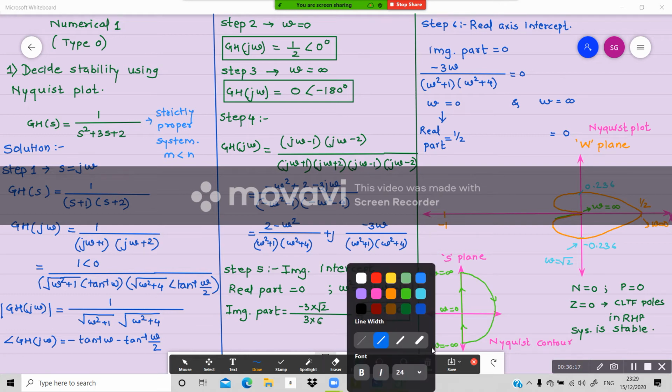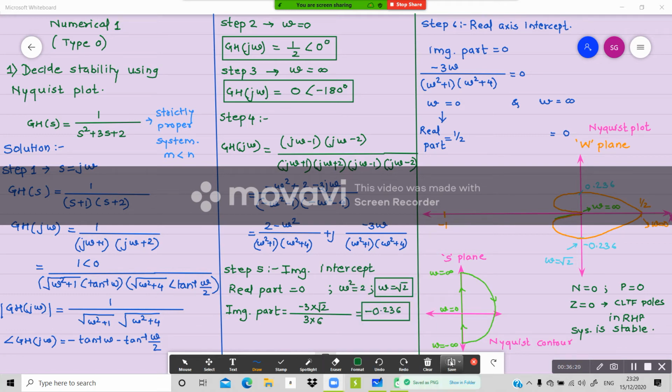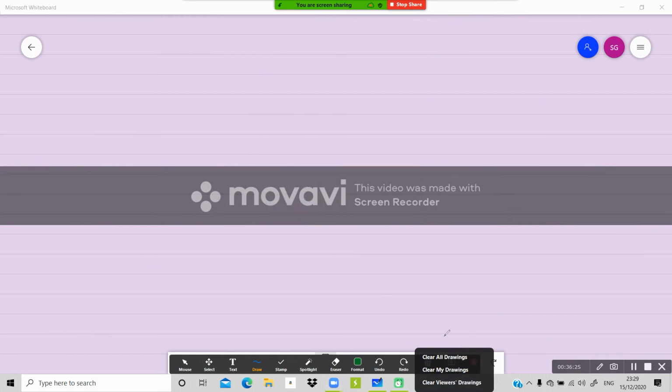So we have completed one more numerical. Let me save this. And I'll clear all the drawings, and we'll go for the second numerical, which is for type 1. Okay. Simple one again. But whenever you find the pole lying at the origin, we have to think about what should be done. So we are going for numerical 2, and that is a type 1 system.